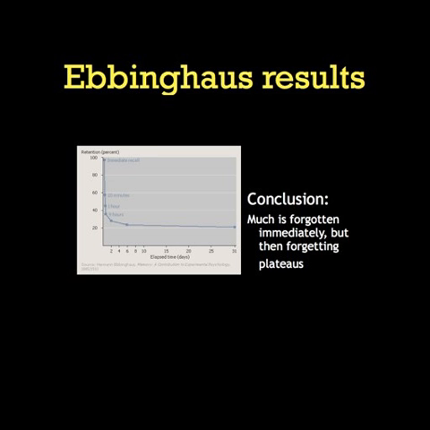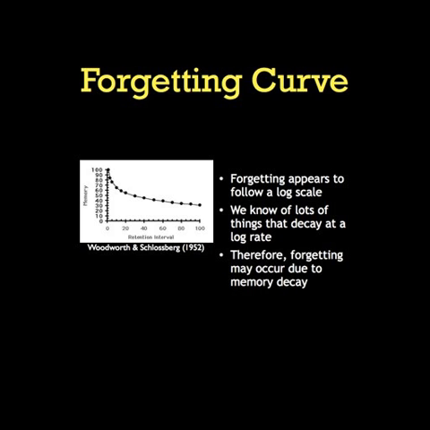And it turns out that if you do the same sort of thing with all sorts of different materials, instead of nonsense syllables, if you do it with prose passages, with words, with pictures, things like that, you get this forgetting curve. And everybody shows this same kind of forgetting curve. So what is this? This is a test from 1952 where they do essentially the same thing.